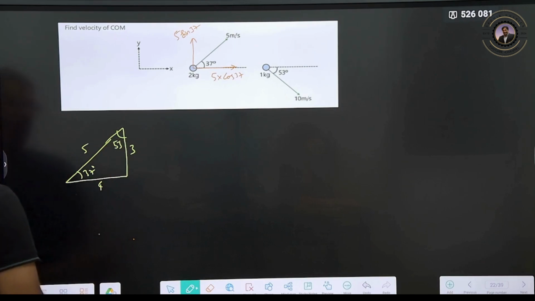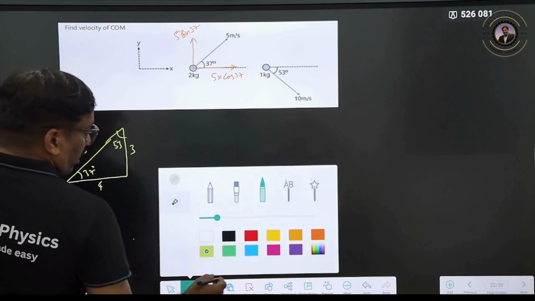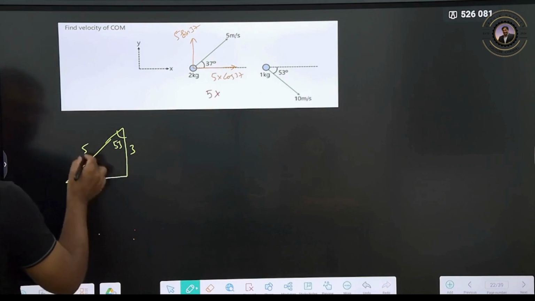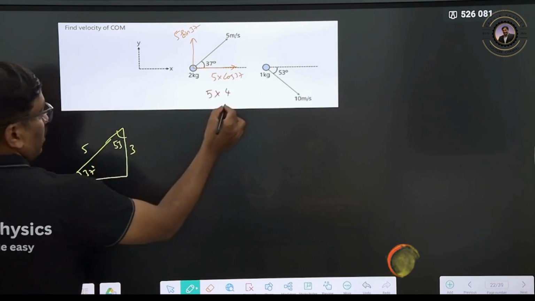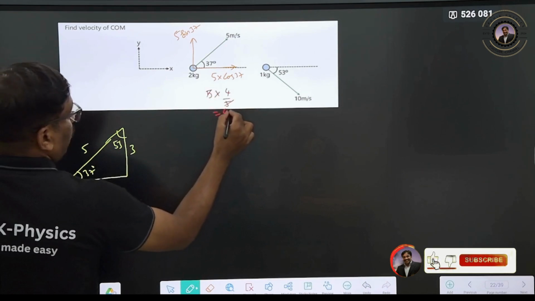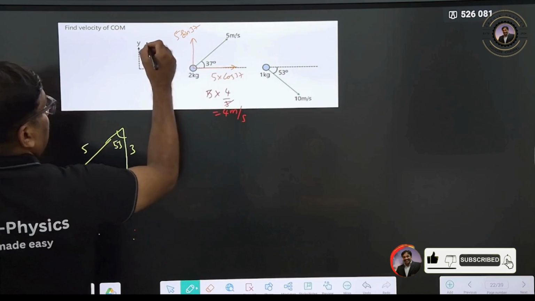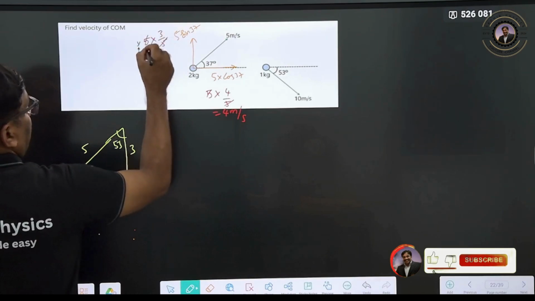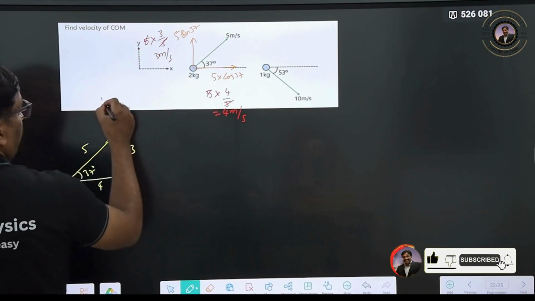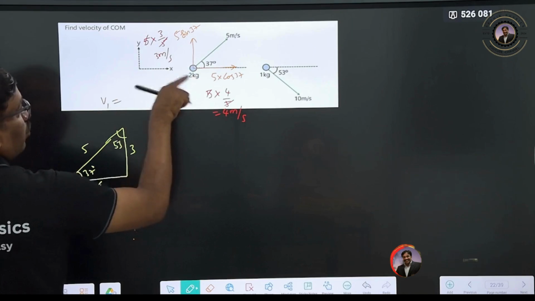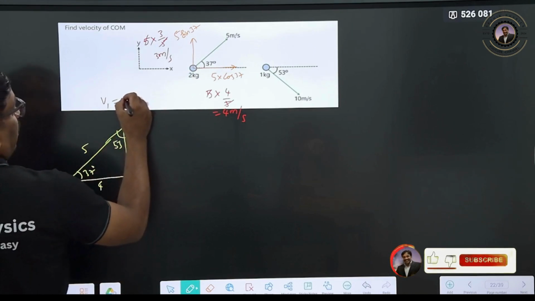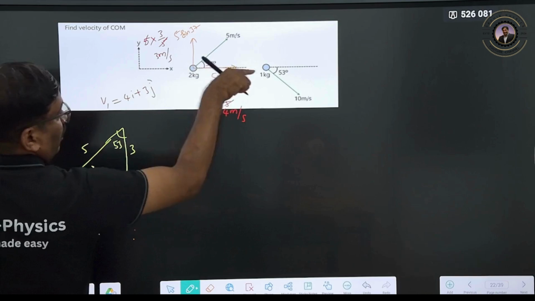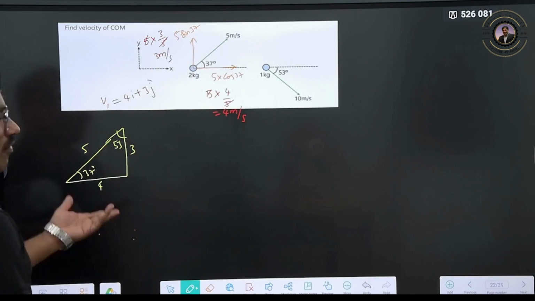Now you can write it as here 5 cos 37. Cos 37 means how much now? Cos means 4 by 5, adjacent side by hypotenuse, times 5. Therefore here it will be 4 meters per second along the x-axis. Here 5 into sin 37 means how much now? 3 by 5, so I can tell 3 meters per second now. So V1, we got it, for this first particle, 2 kg. So how much will it be? 4I plus 3j, right? This is 4 along the x-axis, 3 along the y-axis upward.